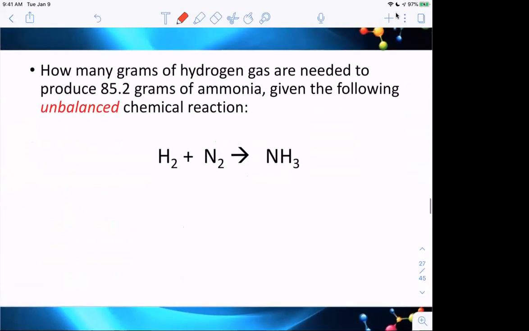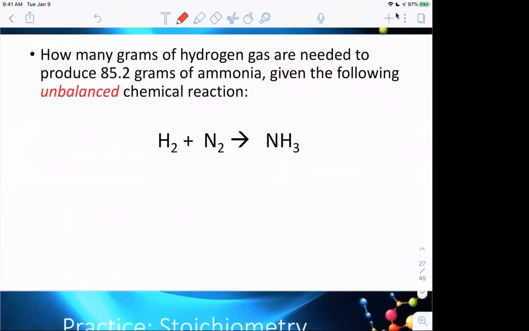Here's another example. How many grams of hydrogen gas are needed to produce 85.2 grams of ammonia, given the following unbalanced chemical equation? Well, I need to balance this because otherwise I don't know what the appropriate mole ratios are. So let's do that. Here's a trick. This is even, this is even, this 3 is odd. Well, I can't have fractions. So the first thing I'm going to do is put a 2 here.